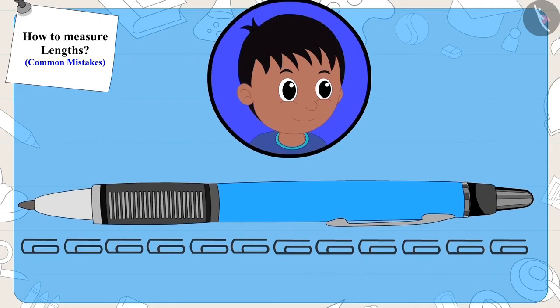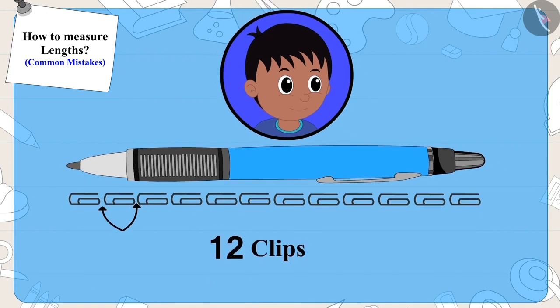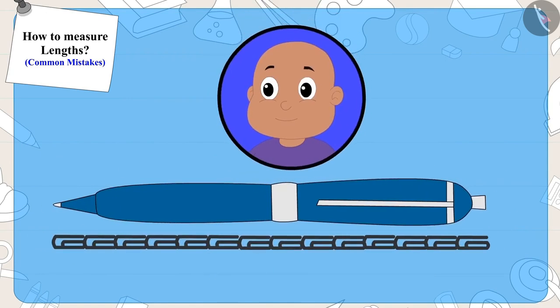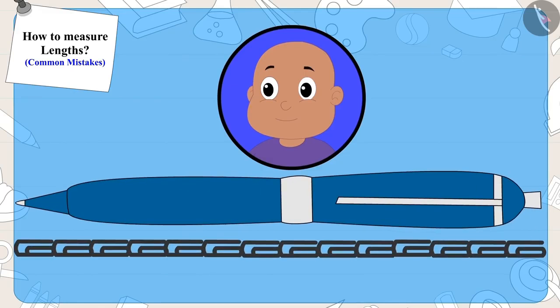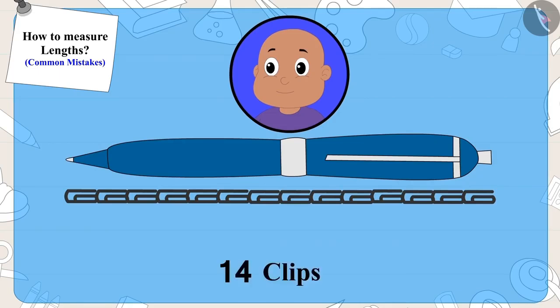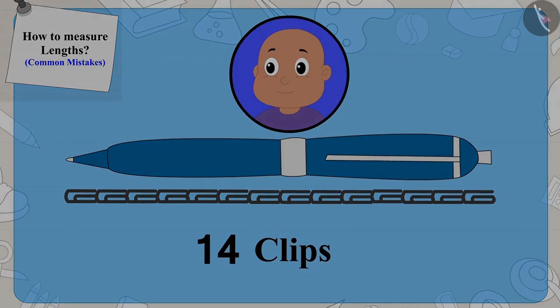Yes, while measuring the pen, Raju left a lot of space between the clips. That is why only 12 clips came in the length of Raju's pen. On the other hand, while measuring his pen, Bablu placed the clips in a straight line without leaving any space in between. That is why the length of his pen was 14 clips long.